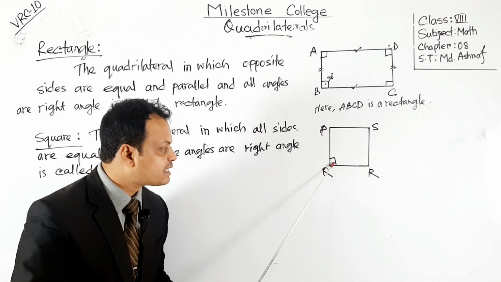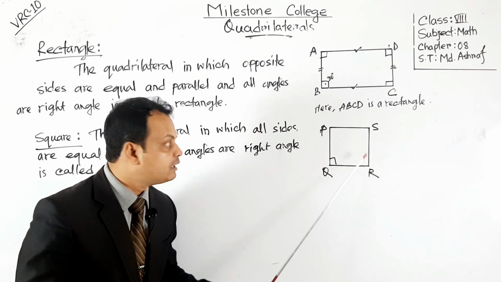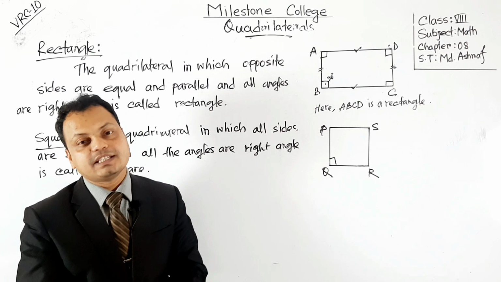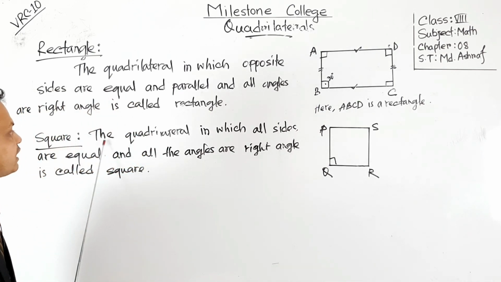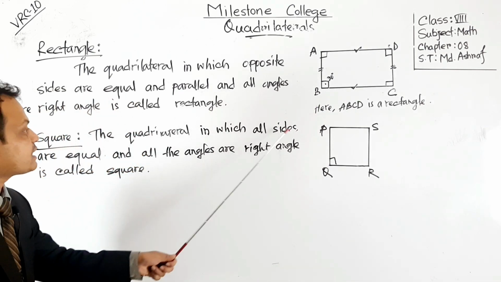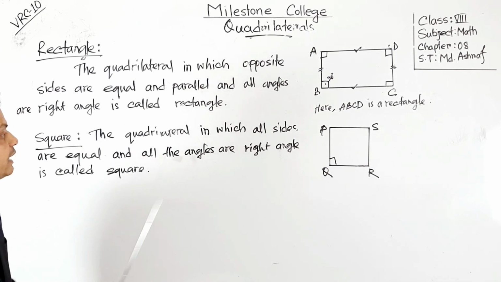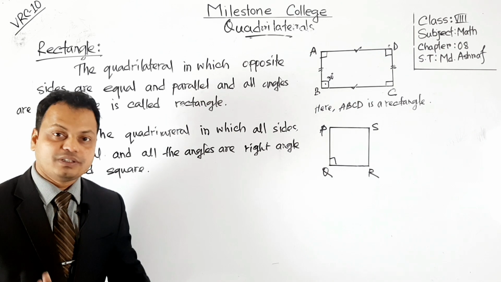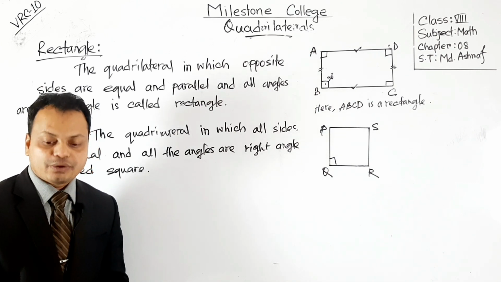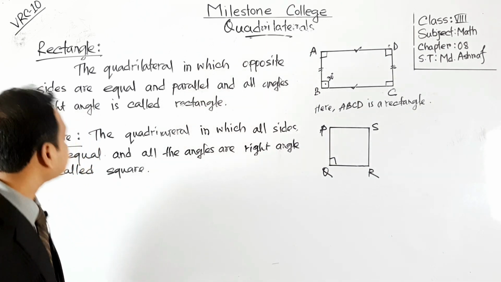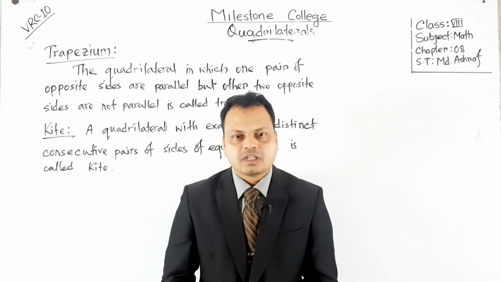So if this one is 90 degrees, this one will also be 90 degrees. That means all four angles will be 90 degrees. So from the definition, the quadrilateral in which all sides are equal and all angles are right angles is a square. So the definition is done. Okay, got it? Do the next one.